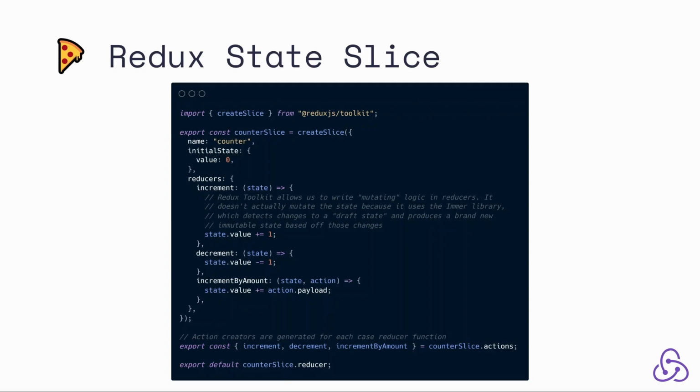Last but not least, we supply one or more reducers to define how state can be updated. So here we have first an increment reducer, then we have a decrement reducer, and finally an incrementByAmount reducer. Finally, at the bottom of the file, we'll see that we export the actions and reducer for the whole slice. At a high level, we can see that Redux Toolkit makes it easy to write Redux logic in a consistent manner.